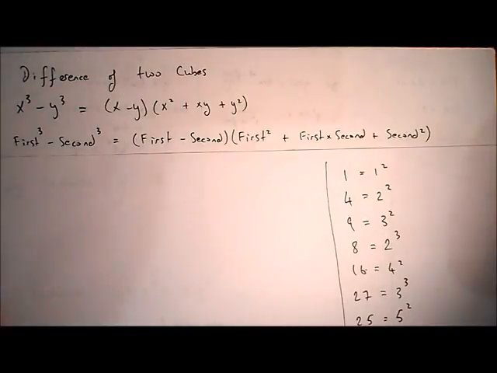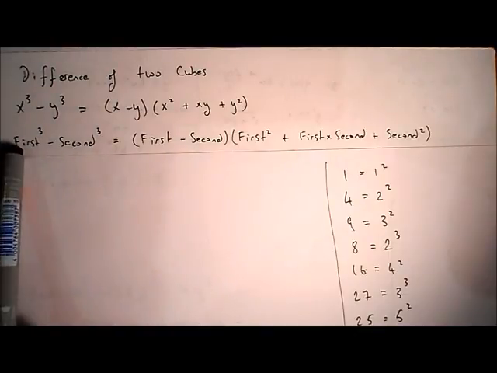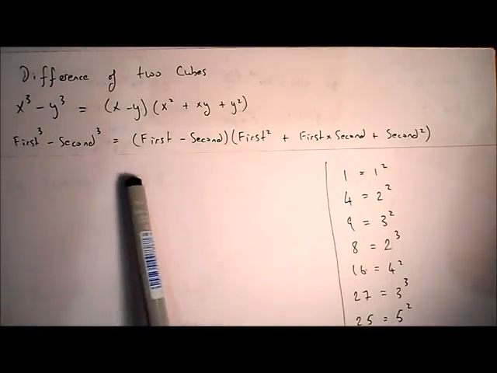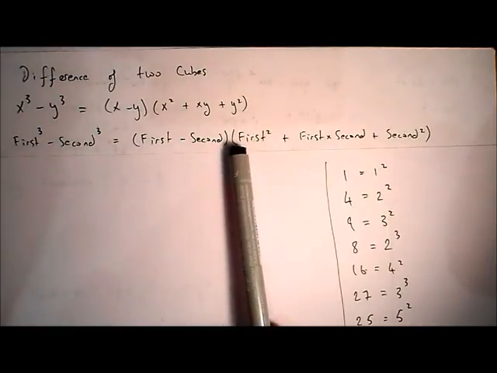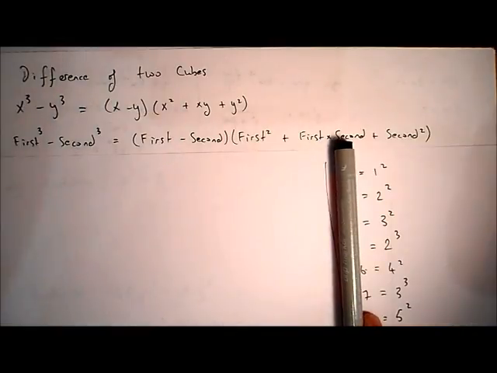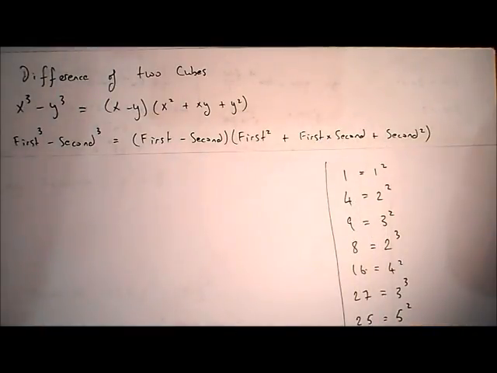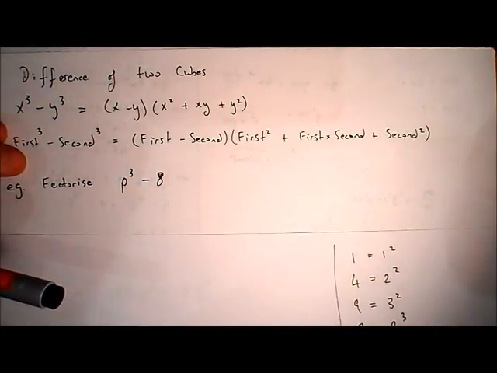Or you might prefer to see it written like this. If I've got something cubed minus something else cubed, the first cubed minus the second cubed, it's just the first minus the second, multiplied by the first squared plus the first times the second plus the second squared. Let's have a look at an example and it'll make a little bit more sense. We have to factorize p cubed minus 8.